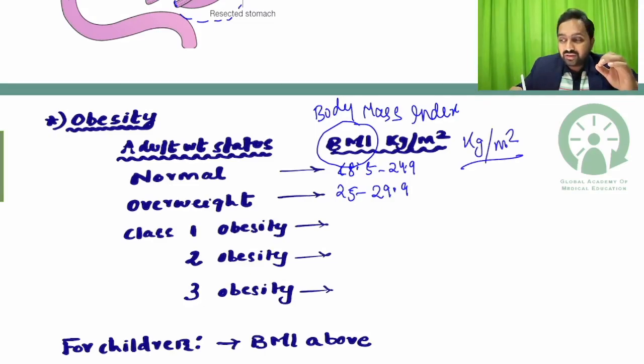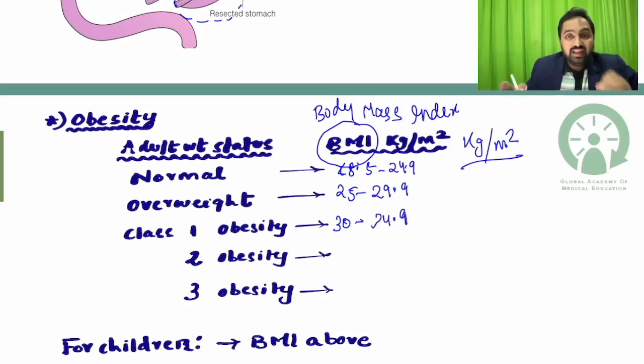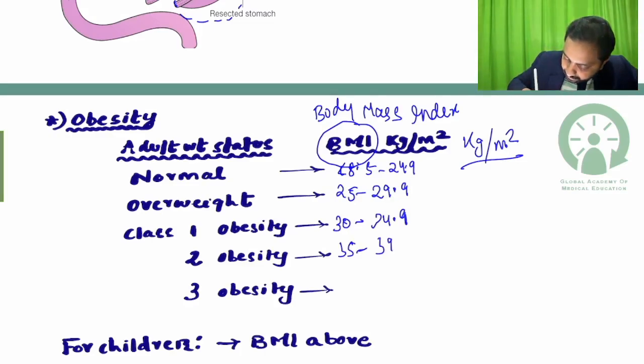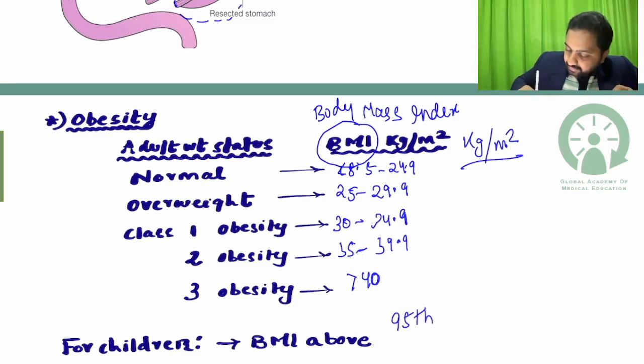Then what is your class 1 obesity? Class 1 obesity will range from 30 to 34.9. Class 2 obesity would be from 35 to 39.9. And your class 3 obesity would be more than 40, right? Now for children, BMI is defined as above the 95th percentile, the 95th centile on your growth chart.